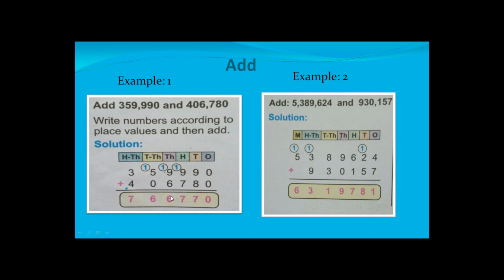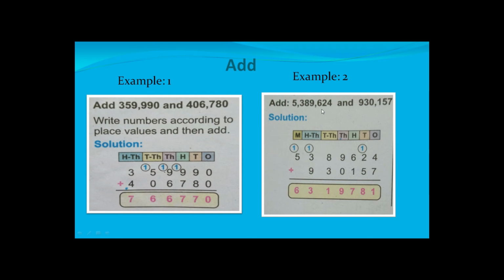Again we have a two-digit value, 6 will be here and 1 will be carried by 5. 5 will carry it and it becomes 6. 6 plus 0 is 6. Then 3 plus 4 is 7.